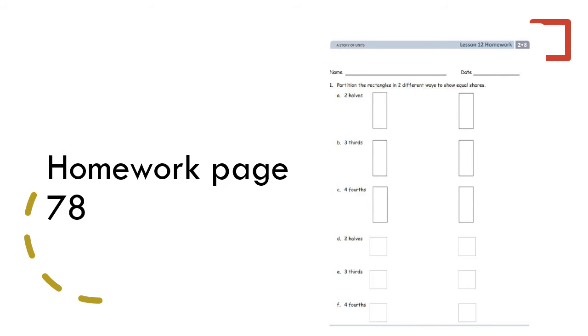Next is your homework. So on page 78, you are going to partition the shapes 2 different ways to show equal shares. So on A, show me 2 halves 2 different ways on the rectangle. Next, show me 3 thirds, 4 fourths, and then on the square, show me 2 halves, 3 thirds, and 4 fourths. Again, it needs to be 2 different ways.